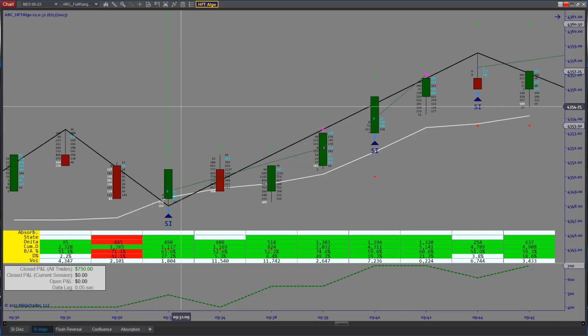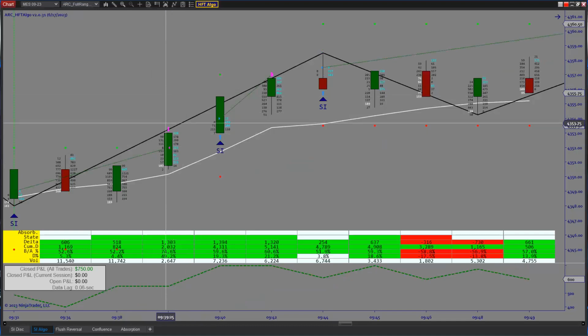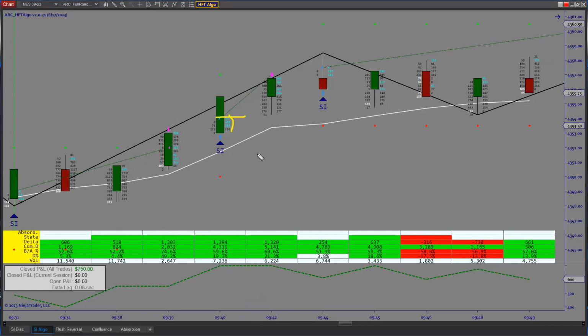Let's look at the next one. Now, because we're already in a trade, it's not going to fire another trade here. So we wait for the next bar. We're still above the EMA, and we've got stacked imbalances. Long. Fire the trade. There's your target.